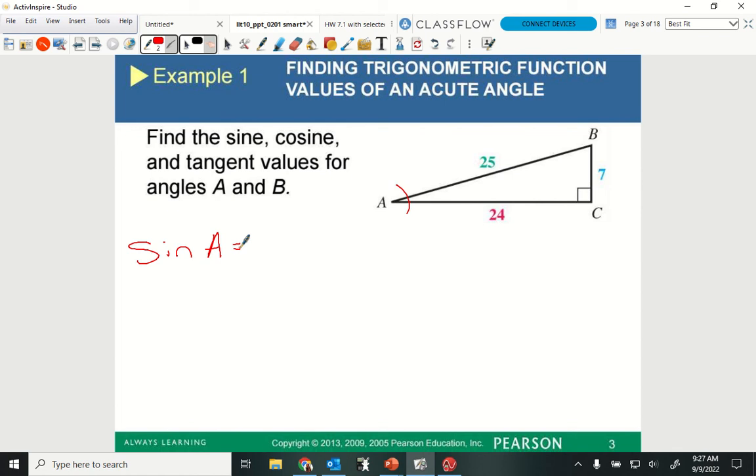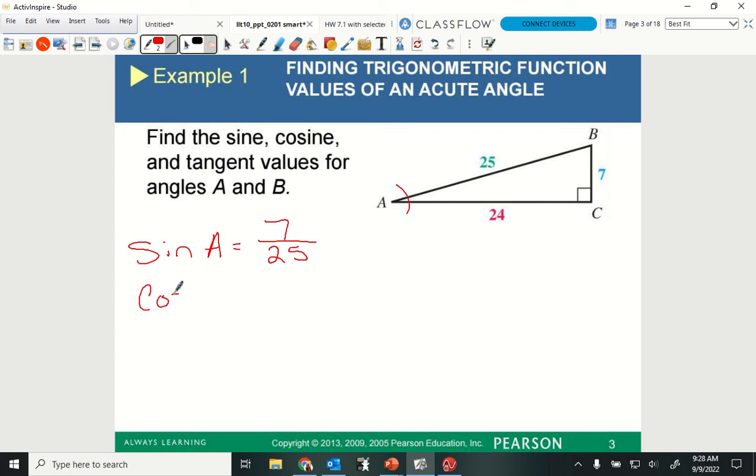Remember what the mnemonic was. Sine was some old hippie, right? What does old stand for? Opposite. Hippie is hypotenuse. All right, from A, what is opposite A? 7. And hypotenuse? 25. There you go.